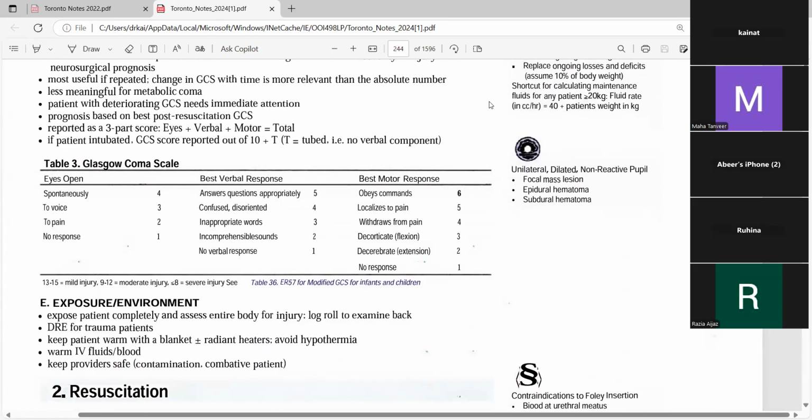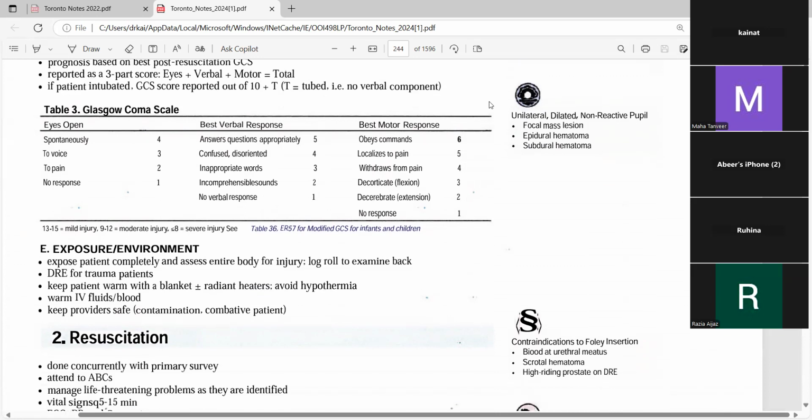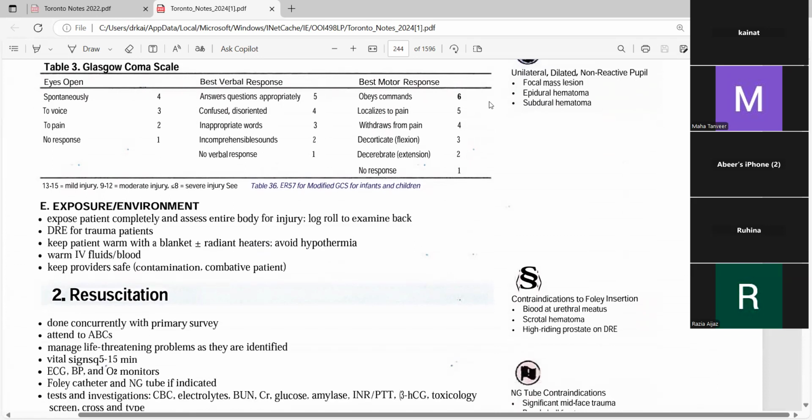Glasgow Coma Scale, you have to remember it on your fingertips. Even if you are sleeping and someone asks you a question, you should just know this is this much. Unilateral dilated non-reactive pupils suggest focal mass lesions, epidural hematoma, or subdural hematoma. Exposure or environment: expose the patient completely and access the entire body for any injury. Once you make the patient stable, the last part is to log roll to examine the patient. DRE for trauma patients, a lot of patients miss it, especially in abdominal pain.